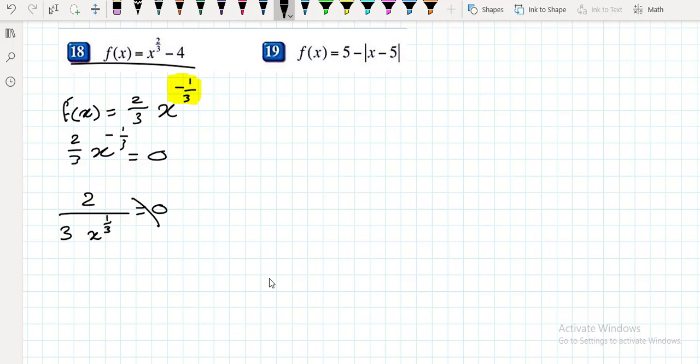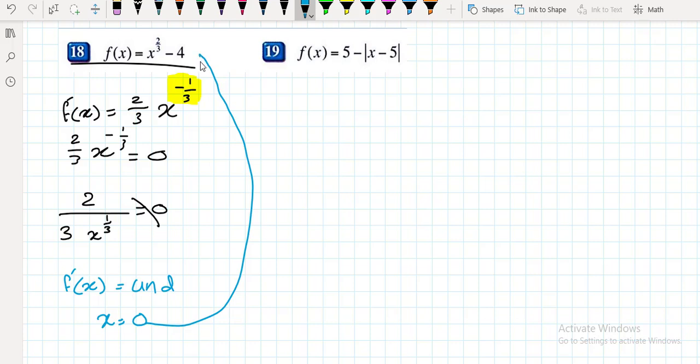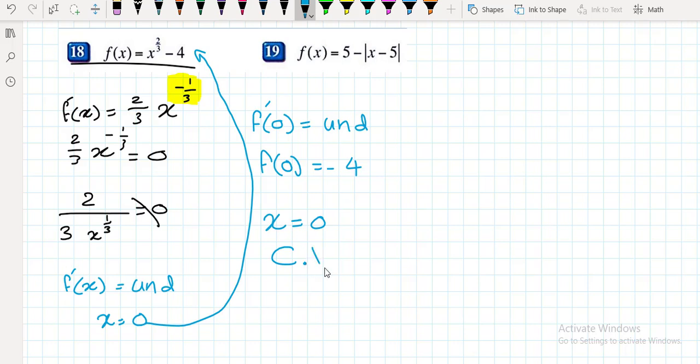But there is the other way where f prime equal to undefined. F prime x will be undefined at x equal to 0. So x equal to 0 makes f prime undefined. If we check here, f of 0 is equal to negative 4. It's not undefined. Since f prime 0 is undefined, but f of 0 is negative 4, not undefined, that means x equal to 0 is critical value.